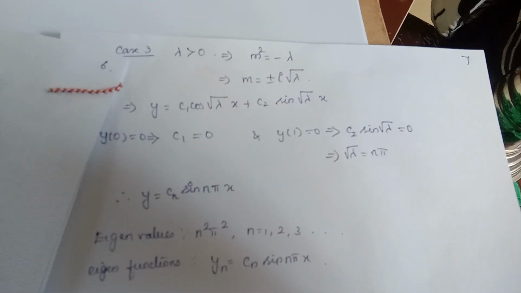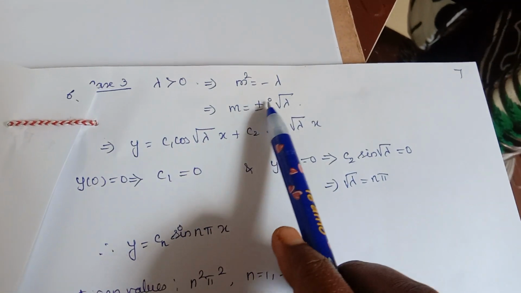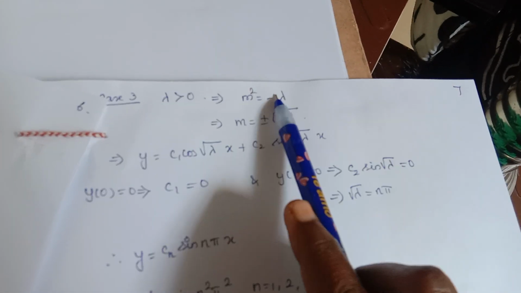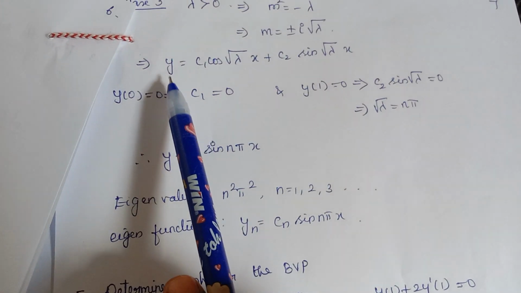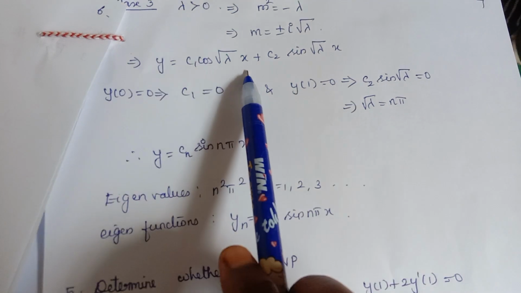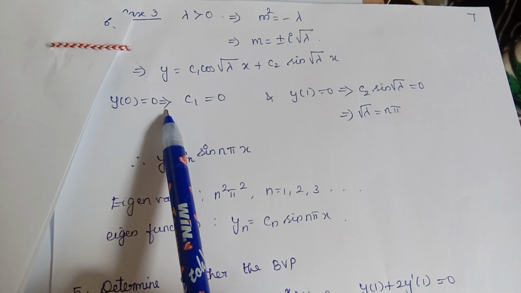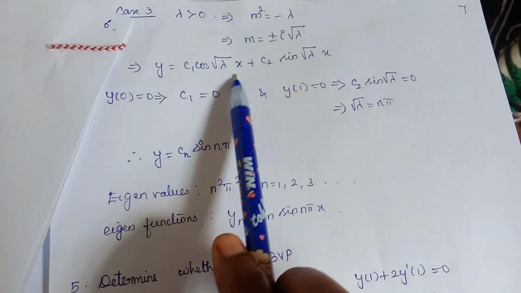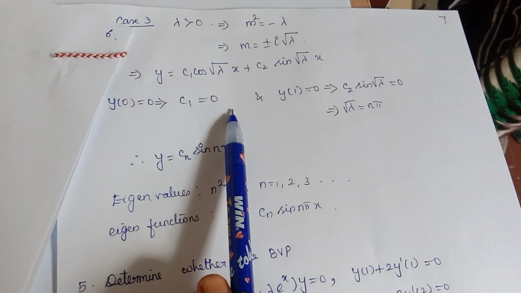Now let us see what about lambda positive. When lambda is positive, m square equal to minus lambda, so this is a negative number. If you take the square root, m equal to plus or minus i root lambda. So the solution is y equal to c1 cos root lambda x plus c2 sin root lambda x. Now the boundary condition y of 0 equal to 0 implies, since cos 0 is 1, c1 equal to 0.